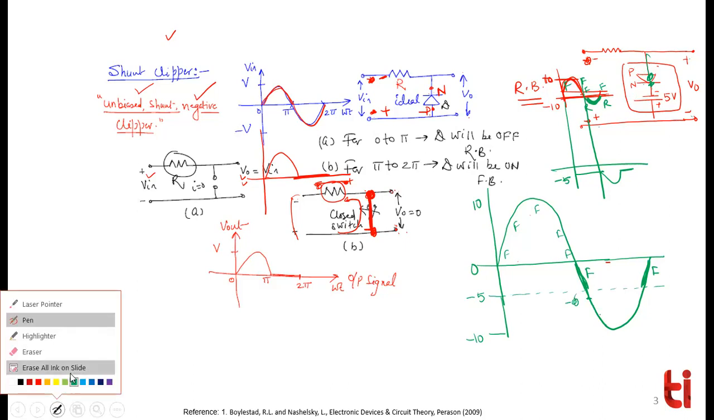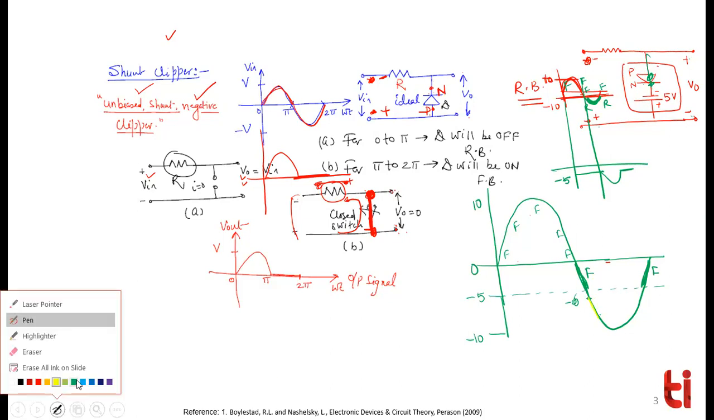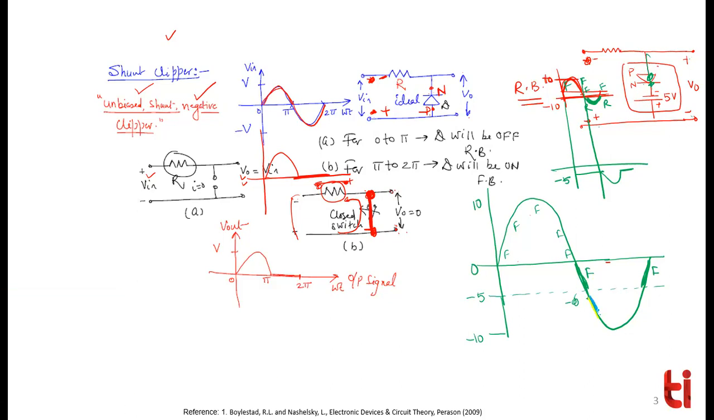So let me take another color pen over here. Let's say this. So this is the range where the diode is in reverse bias. No problem. Now, as soon as you find this boundary, you can plot the output characteristics.